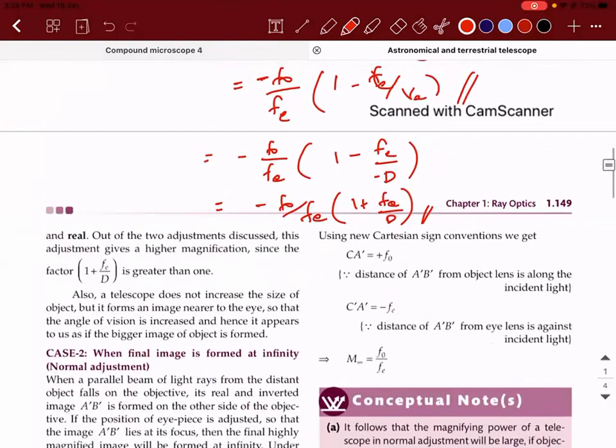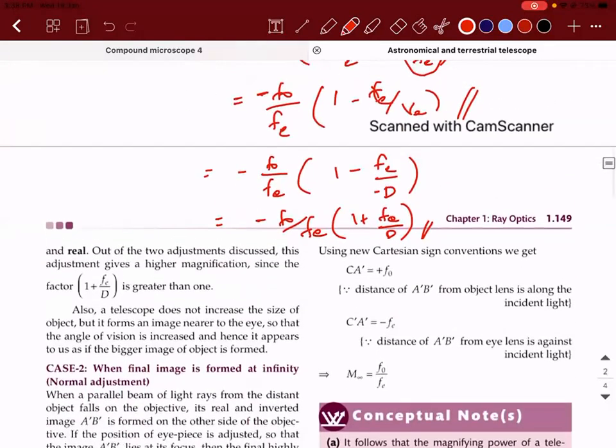Please write it down. Could you show the diagram for a minute, sir? Sure, sure.